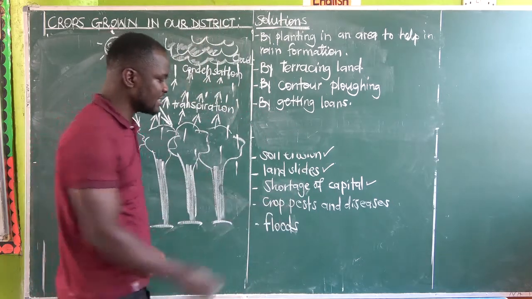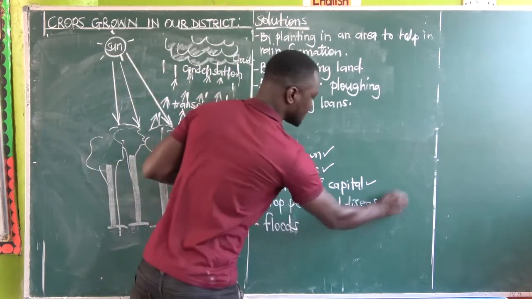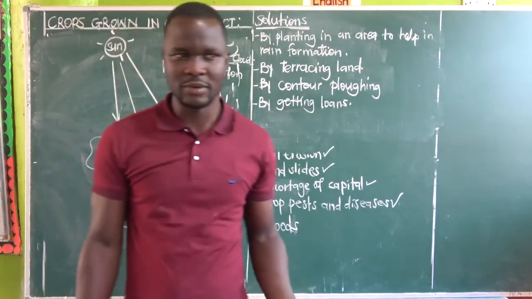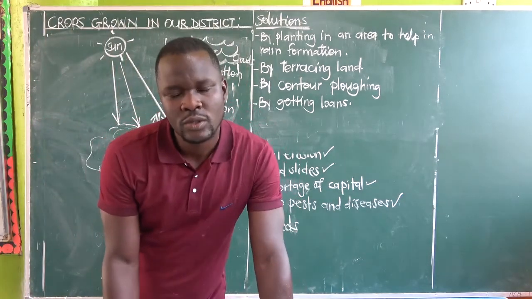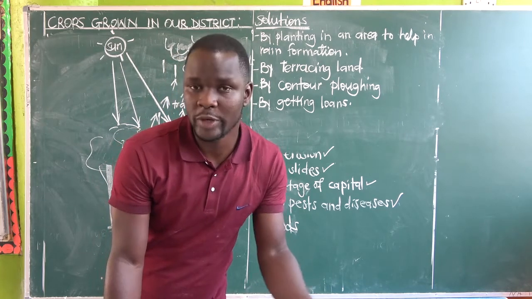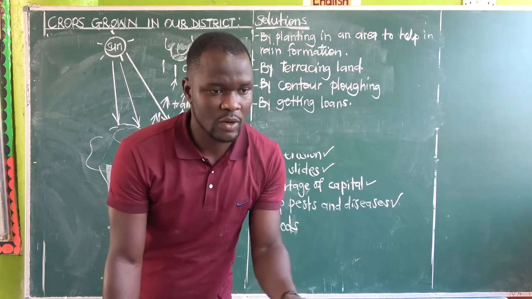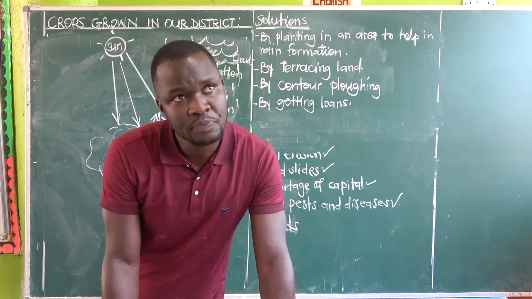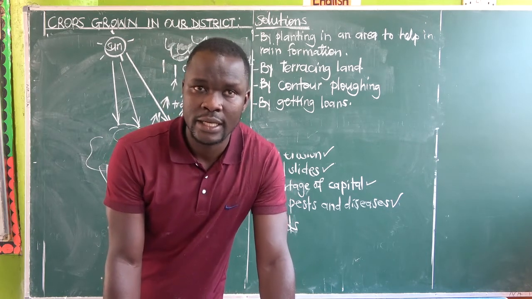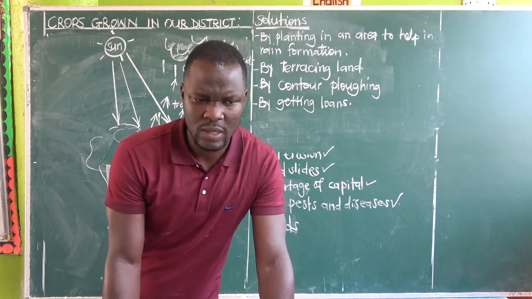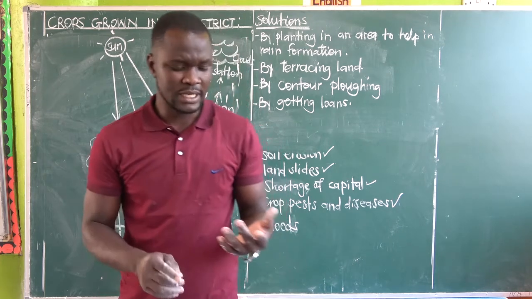Crop pests and diseases. What should be done here? I request you also have the answer for that one. Very simple. What should be done to overcome this problem? Crop pests, we know pests. These are the living organisms that destroy the crops. For example, monkeys are there, the rats are there, and very many others. What should be done? What can be done?